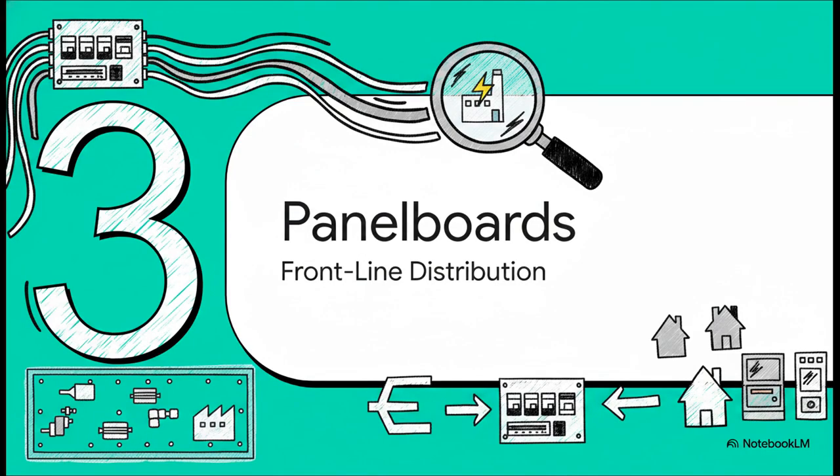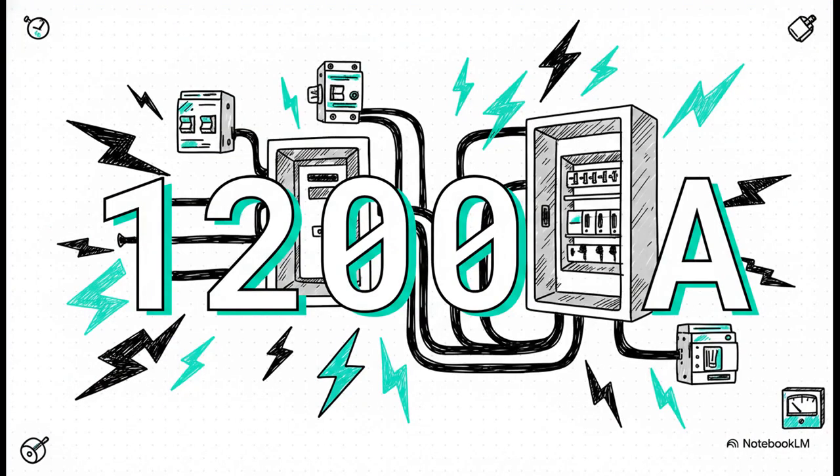All right, Section 3, Panelboards, Frontline Distribution. Now that we have the 30,000-foot view, let's zoom in on that frontline equipment, 1,200 amps. To put that number into perspective, 1,200 amps is enough current to power a huge chunk of a standard commercial office floor. We're talking running hundreds of computers, all the overhead lights, and localized cooling units all at the exact same time. It's a lot of juice.